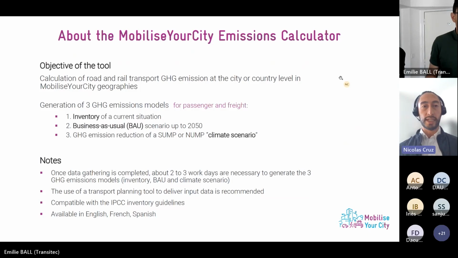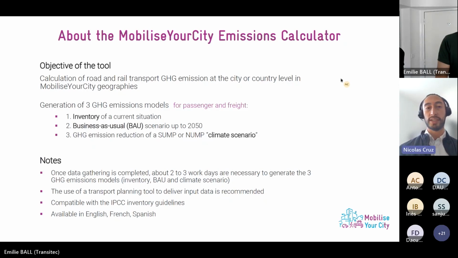So the tool, as I was saying, aims to help cities to calculate this road and rail transport greenhouse gas emissions at the city or the country level. So we can use it at both different levels. And with the tool, you can first create an inventory of the current situation. You can estimate the business as usual scenario. And thirdly, you can also create a climate scenario to compare. This is just some elements about technicalities and practicalities of how to use the tool. For example, once the data is gathered, 2 or 3 work days are necessary to generate the models.